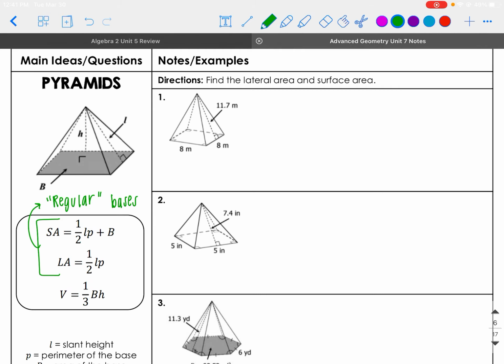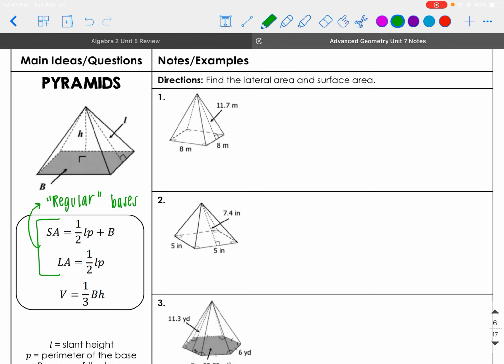And all the examples we have here are these regular bases. I don't think that you will see any irregular ones. I know there's not one on the test. If there happens to be one that comes up on an assignment or something, I will show you how to do that. But most of these will just be regular bases.